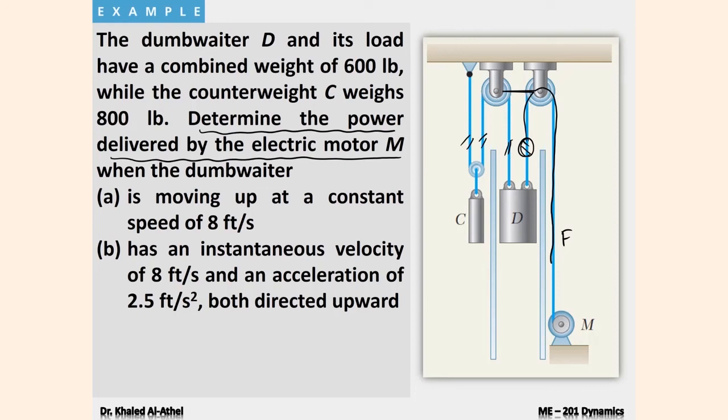If I multiply these two, velocity was already given, that the dumbwaiter D is moving up at a constant speed of 8 feet per second. So this is moving upward. That means this part of the cable and this one, both are moving with the same speed. So it is 8 feet per second. If you follow it, it's entering here with 8 feet per second, the same thing.